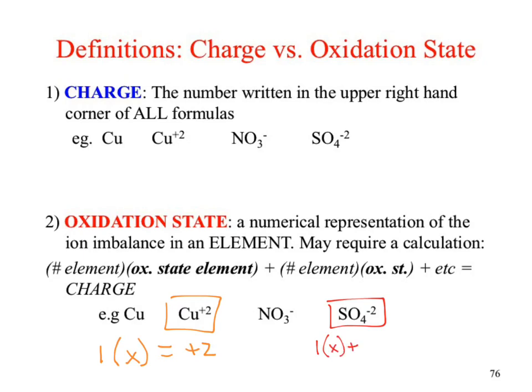Plus, how many oxygens? 4 times its oxidation state. I know that's -2 because that was a rule I was told to memorize. This then has to equal the charge, which for sulfate is -2. Now I can solve for X. X is +6. The oxidation state for sulfur in sulfate is +6. The oxidation state for oxygen in sulfate is -2.